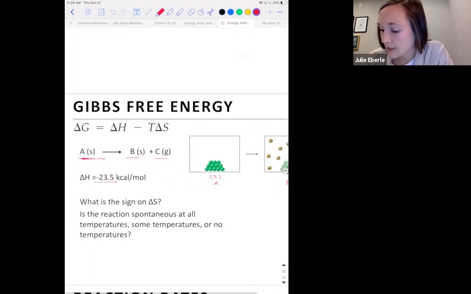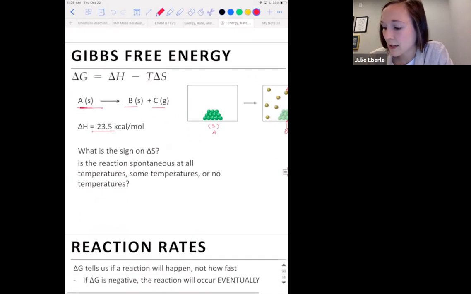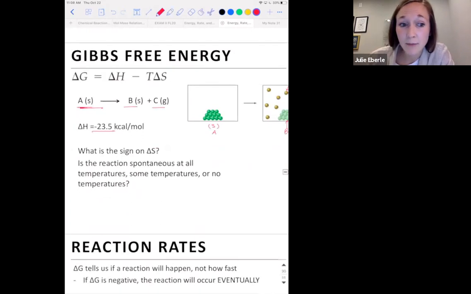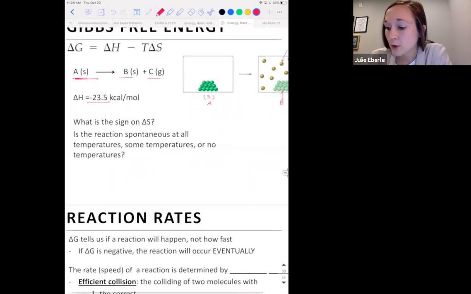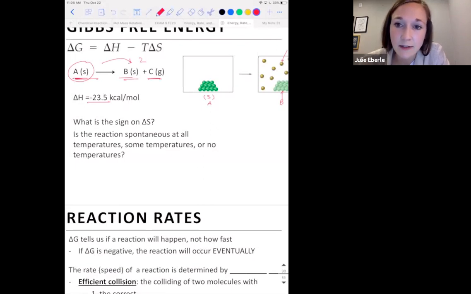Here's our delta H, negative 23.5 kcal per mole. What is the sign on delta S? Anybody? Positive or negative? Kathleen says positive. Anybody agree or disagree? Well, you're going from just one thing to two things. That's inherently more disorder. And then you're going from a solid to a solid plus a gas, and a gas is inherently more disordered. So your delta S is positive.